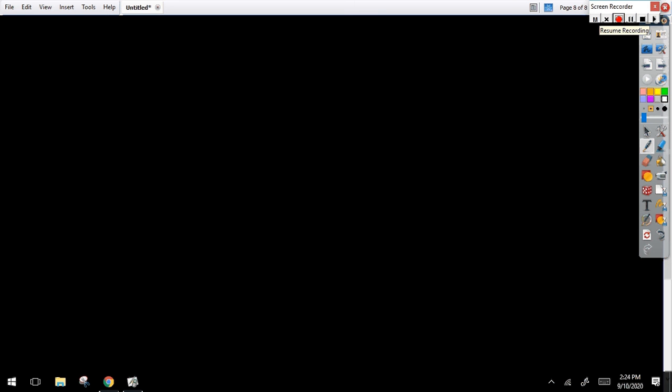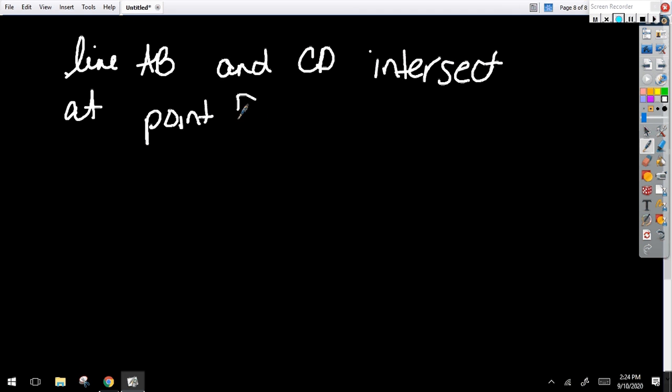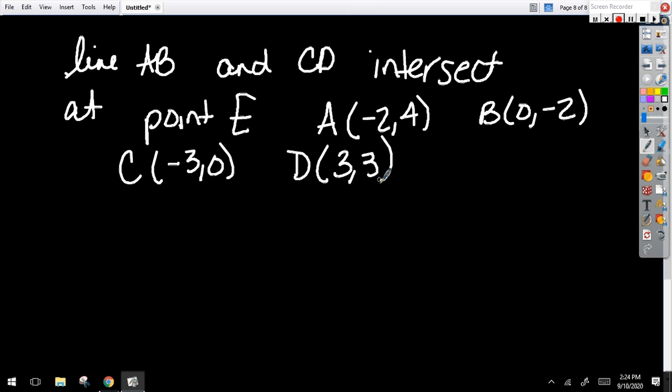And we'll be in the coordinate plane a lot, which is your XY coordinate plane. So let's say I asked you to construct line AB and CD, and that they intersect at point E, okay, and that A is -2, 4, B is 0, -2, C is -3, 0, and D is 3, 3, okay?